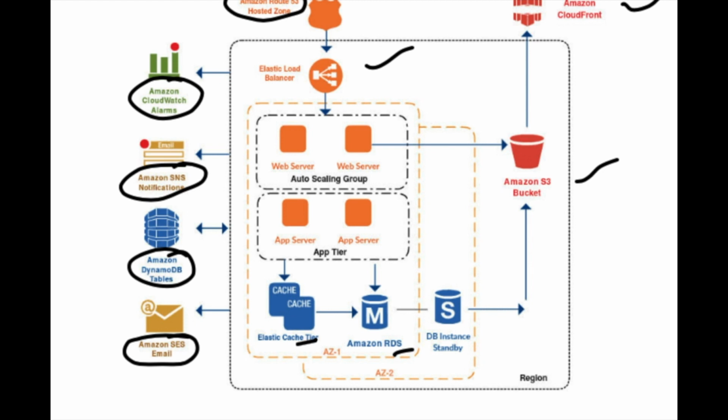So Route 53 redirects the request to the Elastic Load Balancer. Now we have EC2 instances over here. So these are two EC2 instances, and then we have more EC2 instances.